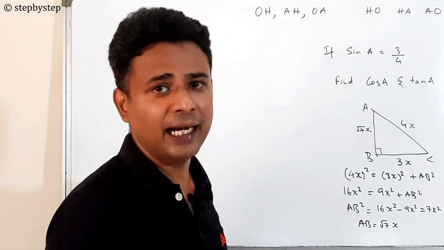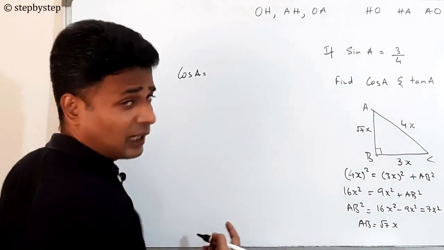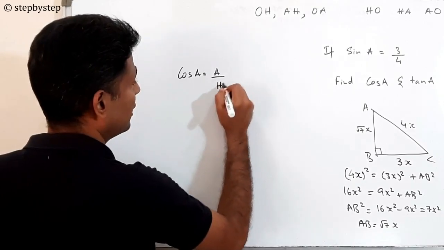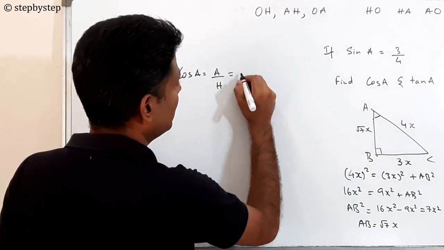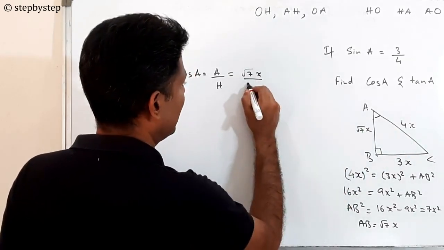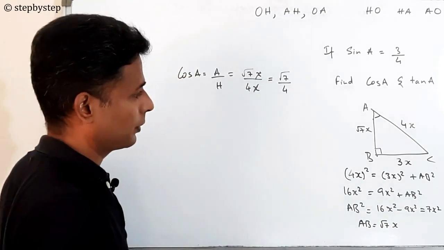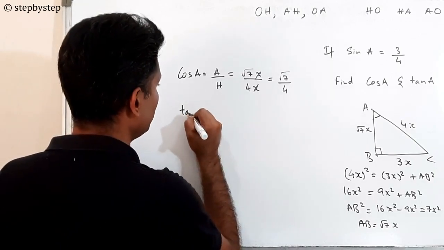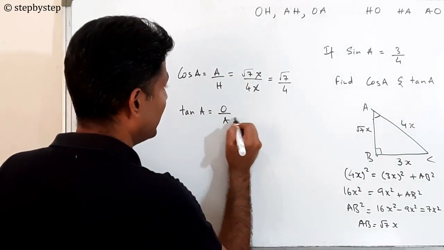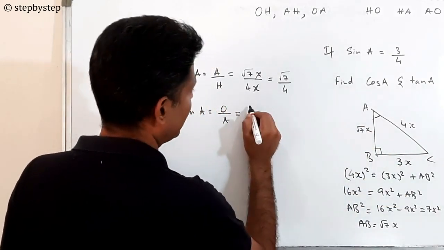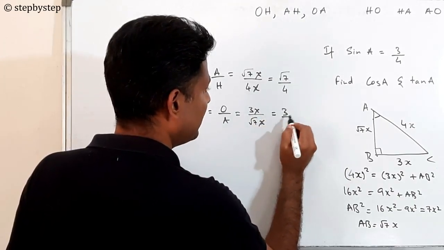Now we can find cos A and tan A. So what will be cos A? Cos is adjacent by hypotenuse, right? Which is adjacent to angle A, it's touching this side. So root 7x by hypotenuse, that is 4x. X and x cancel. So what is the ratio? Root 7 by 4, right? Next they have asked us to find tan A. What is tan A? Opposite by adjacent. Which is the opposite side to A? 3x. And which is the adjacent side? Root 7x. So x and x cancel. We get 3 by root 7.